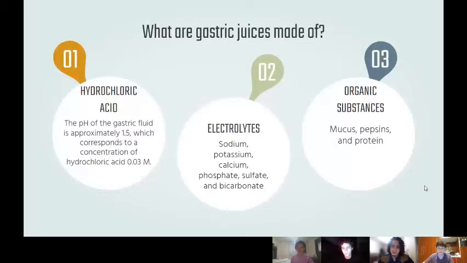Now, what are they made of? Three main things: hydrochloric acid, electrolytes, and organic substances. Inside the hydrochloric acid, you can tell that hydrochloric acid has a pH of approximately 1.5, and this corresponds to its concentration. Electrolytes such as sodium, potassium, calcium, phosphate, and many more. And organic substances such as the mucus, pepsins, and protein. They also contain, of course, water.